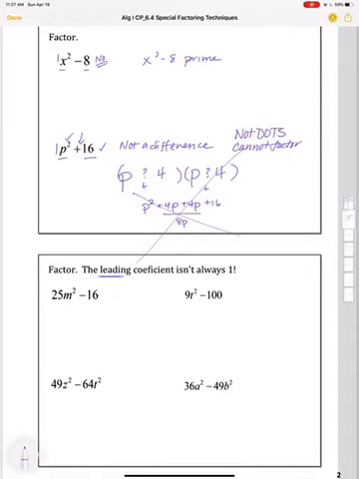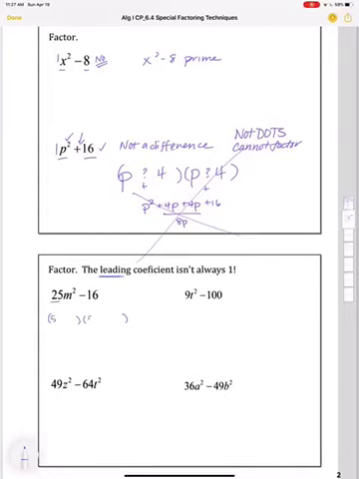Like this. Is this still the difference of 2 squares? So what you have to see is, is this a perfect square? Is 25 a perfect square? Yes. Is m squared a perfect square? Yes, because the exponent's even. Is 16 a perfect square? Yes. So this factors into what times what is 25?